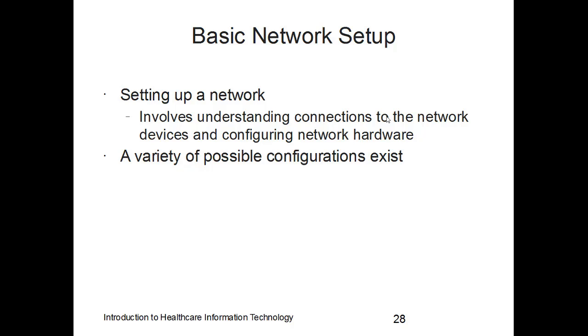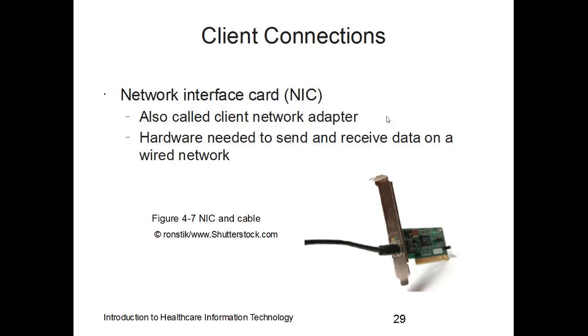This involves understanding connections to the network devices and configuring network hardware, and a variety of possible configurations exist. Some examples of client connections that could be used. One is the NIC card, or the Network Interface Card, also called the Client Network Adapter. And it's the hardware that's needed to send and receive data on a wired network. In this image here you see what you would see on the back of the desktop case, and the network plug that would go into the jack here. And this is the actual NIC card itself that would be mounted to the motherboard.